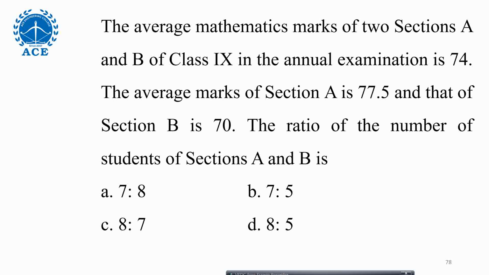Next, an averages related question. The average of two sections A and B, for both together, is 74. A section average marks is 77.5, B section is 70. So overall, two sections' average marks in a particular subject, mathematics, is 74. Section 1 alone 77.5, section 2 alone 70, but overall 74. So what is the ratio they are asking?